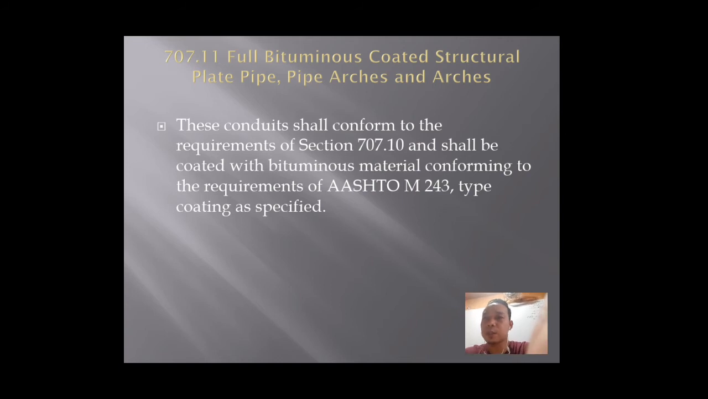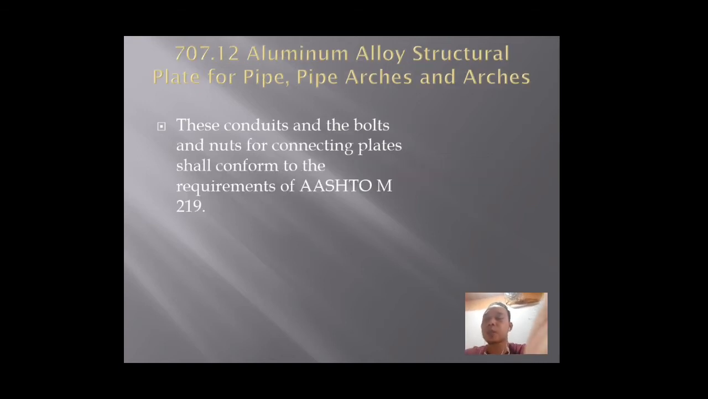Next is 707.11, full bituminous coated structural plate pipe arches and arcs. This conjoint shall conform to the requirements of section 707.10 and shall be coated with bituminous material conforming to the requirements of AASHTO M243, type of coating as specified. The next one is under item 707.12, aluminum alloy structural plate for pipe arches and arcs. The conjoint and the bolts and nuts for connecting plates shall conform to the AASHTO.